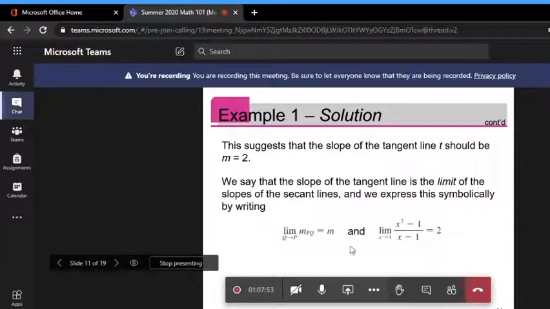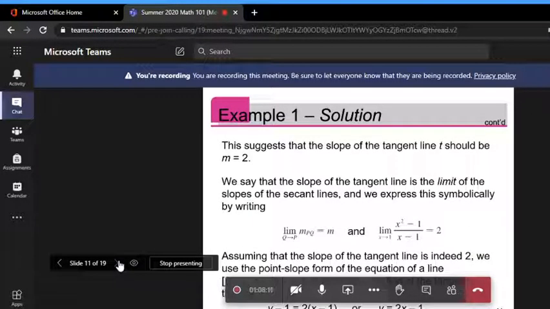So that's what we did here. We can find it by using the limit. So m_PQ is actually (x squared minus 1) over (x minus 1). As x approaches 1, this is going to be 2. I'm going to tell you how to find it. And then the slope is 2. Once you know the slope is 2, you can find the tangent line equation, and then you're good to go. y minus 1 is equal to 2 times (x minus 1), or in other words, y is equal to 2x minus 1 is the answer.